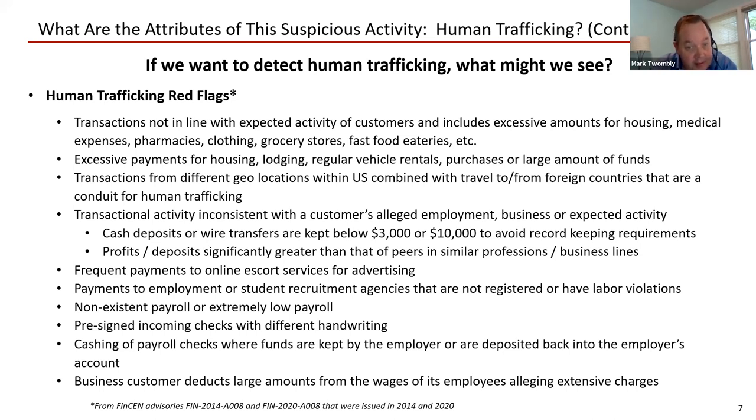Payroll or the non-existence of payroll are things we would always keep an eye out for. And then the cashing of payroll checks that were kept by the employer and deposited back. That's paired with the item at the bottom, where they deduct large amounts. If you see a payroll check and then a deduction of 90% of it to cover, quote unquote, housing, you see that a lot of times in human trafficking.